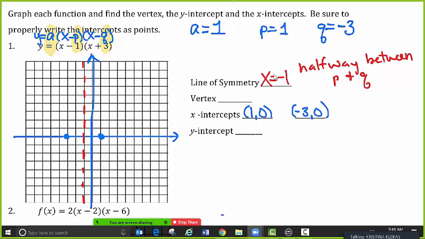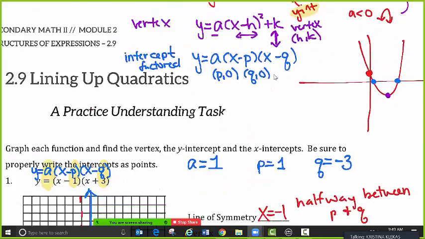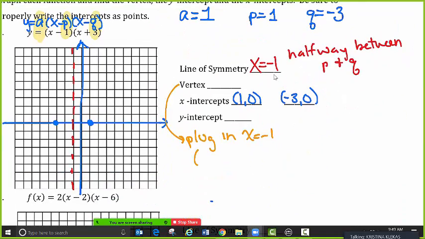Okay, and how do I find my vertex? My vertex, I'm going to plug in x equals -1 because I know it's on this line somewhere. I just don't know how far up and down. So I'd say, here's my formula. Everywhere there's an x, I'm going to put a -1.